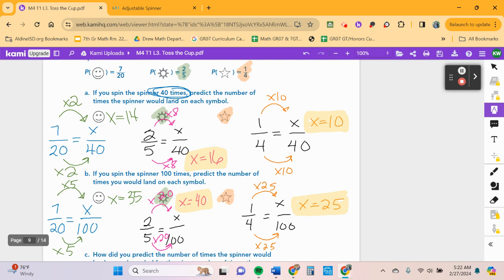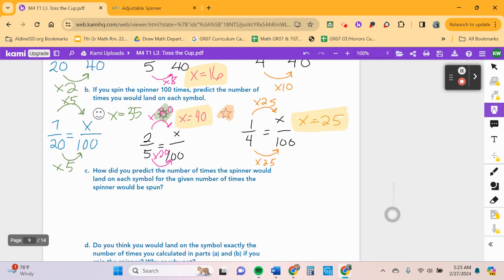Then for our star, if the spinner was spun 40 times, well, 4 to get to 40, we can multiply that by 10. 1 times 10 gives you 10. And then out of 100, 4 times 25 gives you 100. So 1 times 25 gives you 25. If you need to take a second, go ahead and get these answers down. But 3 minutes should have been plenty of time to get this down on your own.